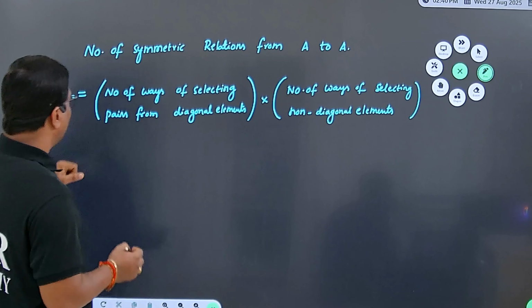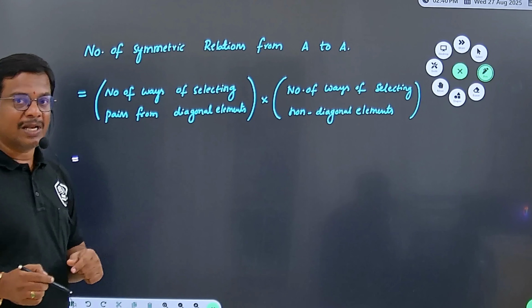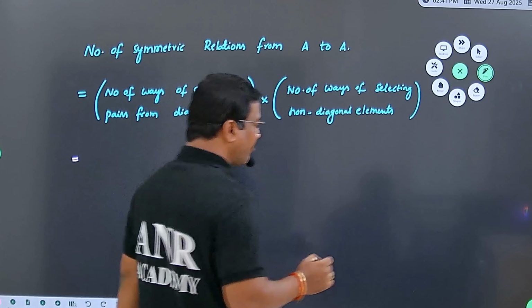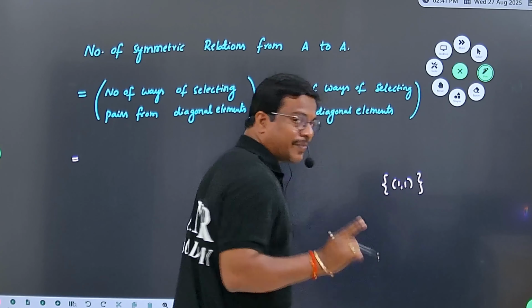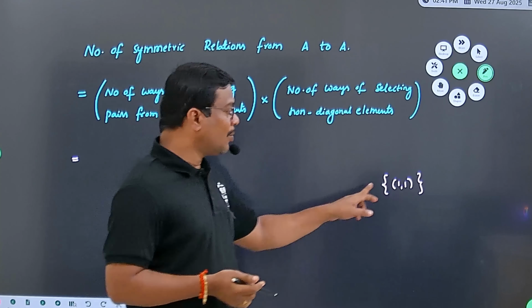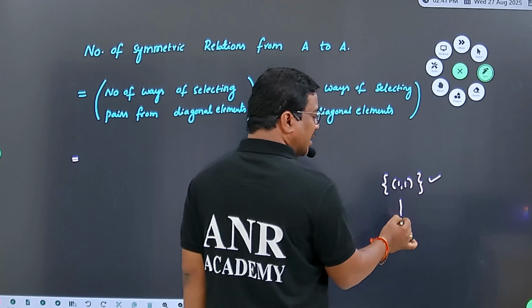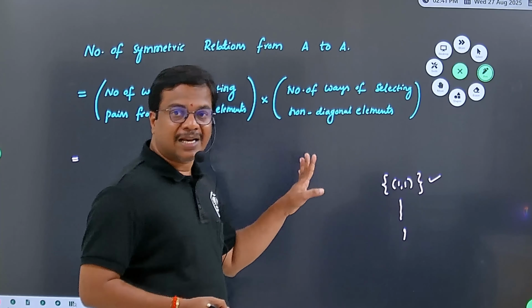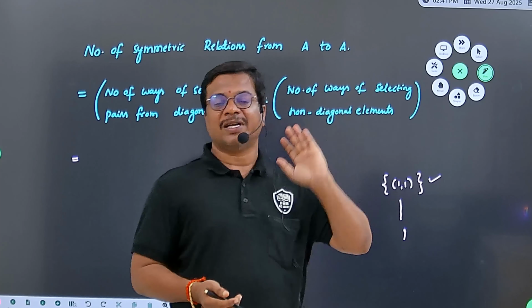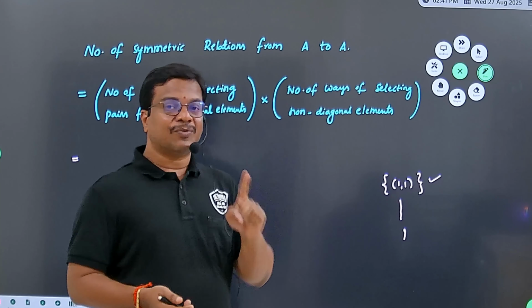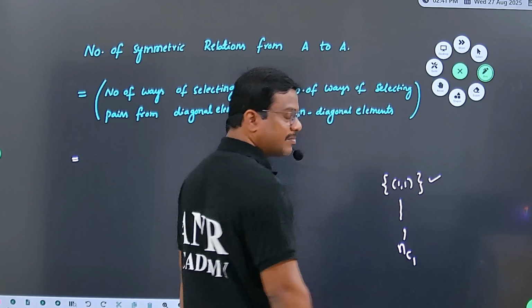Here I am going to write the total number of ways of selecting pairs from diagonal elements. Suppose you select only one pair from diagonal entries, it is symmetric. How many such possibilities are there? Total there are n entries: 1 comma 1, 2 comma 2, 3 comma 3, 4 comma 4 and so on. So selection of only one pair, the possibilities here are nC1.